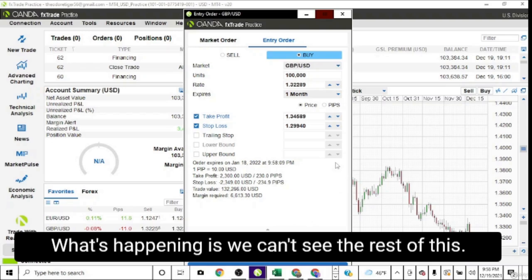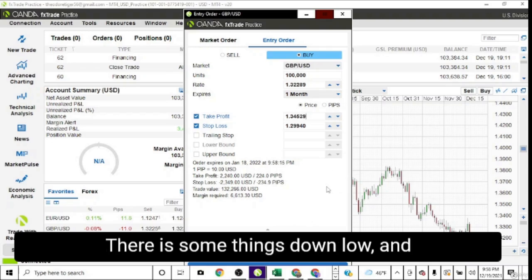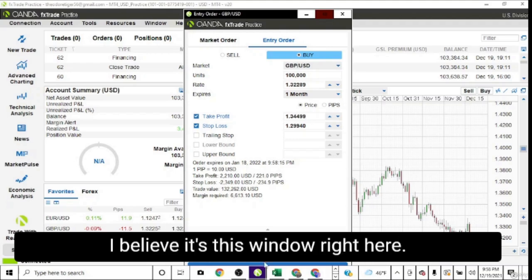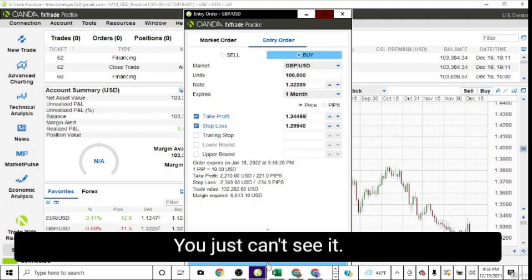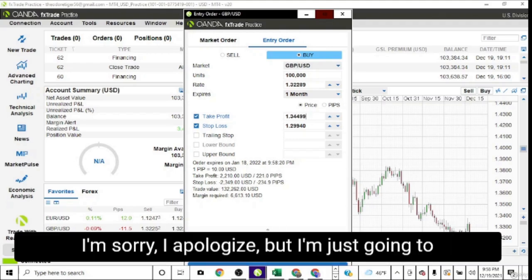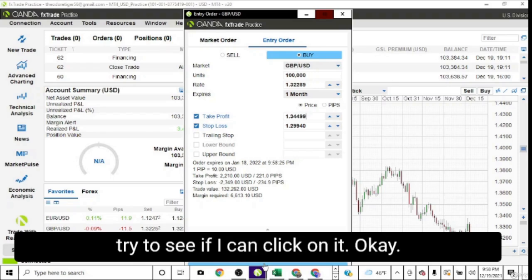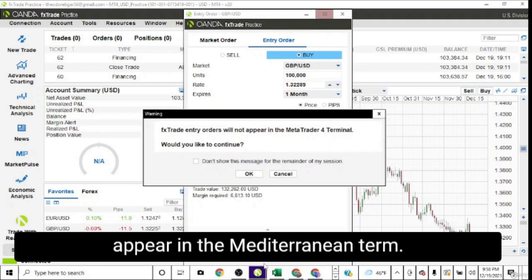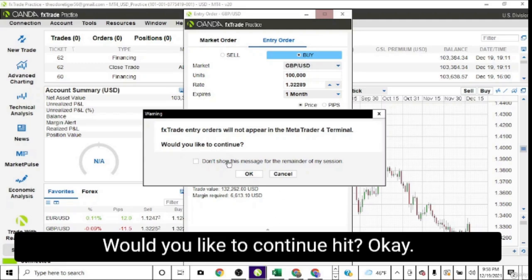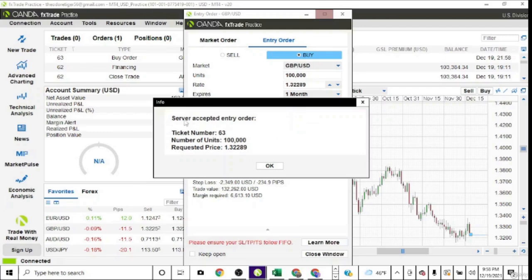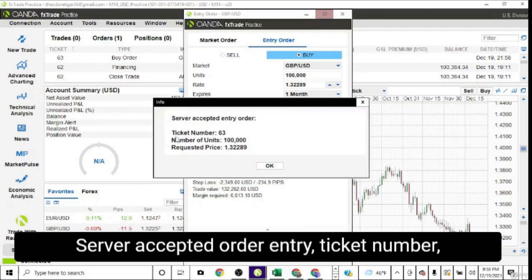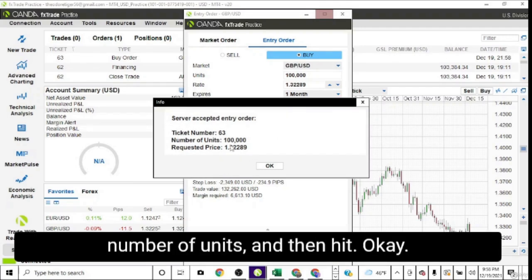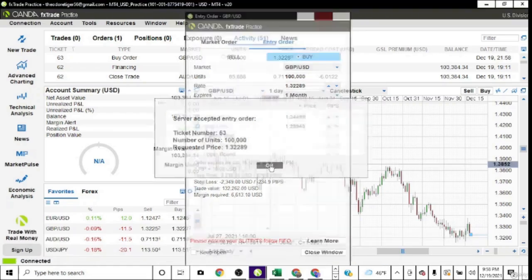I see what's happening: we can't see the rest of this. There are some things down low, and I believe it's this window right here. You just can't see it. I apologize, but I'm just going to try to see if I can click on it. Okay, trade entry orders will not appear in the Metatron return. Would you like to continue? I hit OK. All right, server accepted order entry, ticket number, number of units, and then hit OK.